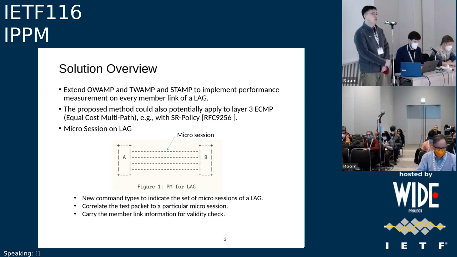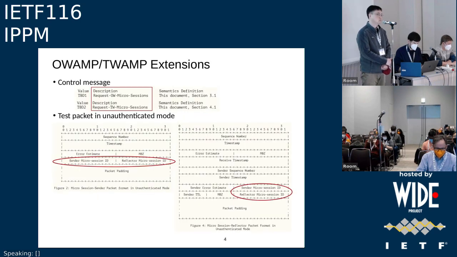And here's the solution overview. We extend OWAMP, TWAMP, and STAMP, and we build multiple micro-sessions between two endpoints. The extensions include new command types to indicate the set of micro-sessions of a LAG, correlate the test packet to a particular micro-session, and carry the member link information for validity check. This is the OWAMP and TWAMP extension. For the control message, we add two commands, Request-OWAMP-Micro-Sessions and Request-TWAMP-Micro-Sessions. And for the test packets in unauthenticated mode, we add the sender micro-session ID and the reflector micro-session ID in both sender and reflector packets.